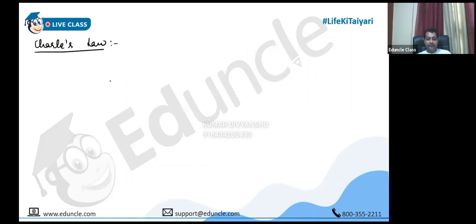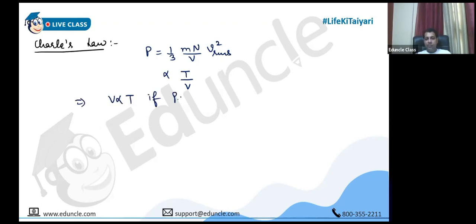Now Charles's law. Again, according to the kinetic theory of gases, we have the same expression. Now we have to prove that V is directly proportional to T. So again, I can write it as P by V, which we have already proved. So this shows V is directly proportional to T if pressure is constant. Clear?